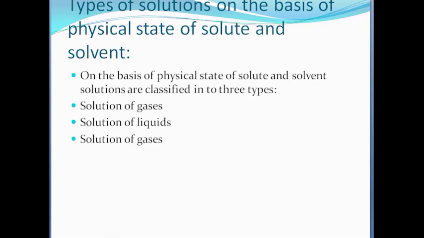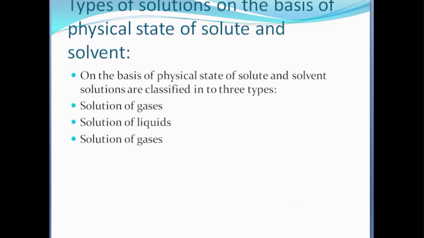Now, volume by volume. Volume by volume means that you are taking quantities of both the solute and solvent in cm cube. Like 10% volume by volume ethyl alcohol solution means that you have taken 10 cm cube of ethyl alcohol and you have dissolved it in 90 cm cube of water to make 10% volume by volume ethyl alcohol solution.